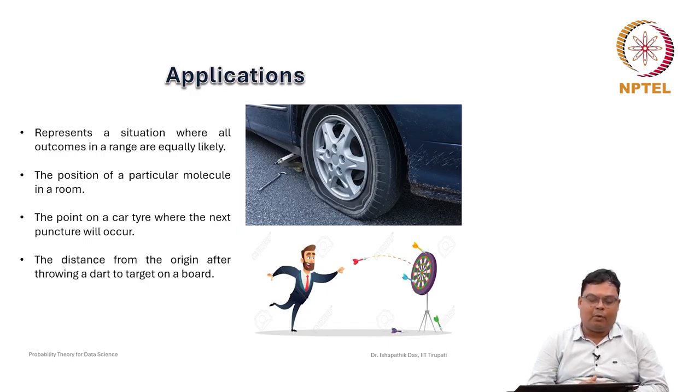So all are the same. Another example is the point on a car tire where the next puncture will occur. Where it will puncture, we do not know. So we will consider it a uniform distribution. Similarly, the distance from the origin after throwing a dart at a target on a board. We do not know where it will land. If someone is a specialist, then it may be very close to 0, and then we can give more weightage close to 0. But for a random person we do not know, so it can land anywhere. Then we say it will be a uniform distribution.